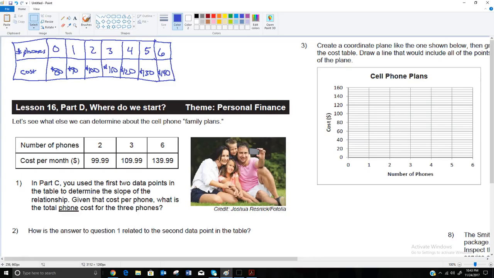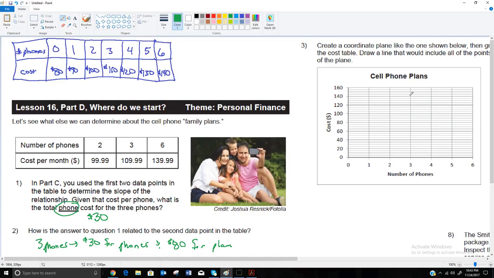This is worded a little weird, and I'm not exactly sure which of these they're talking about, but I think for the total phone cost, they mean just the cost of the phones. So the total phone cost is actually $30. How is the answer to question 1 related to the second data point? Well, out of that $110, 30 of it is for phones. So for 3 phones, our total cost would be $30 for the phones and $80 for the plan. You're paying $30 for those three phones, but $80 for the plan.